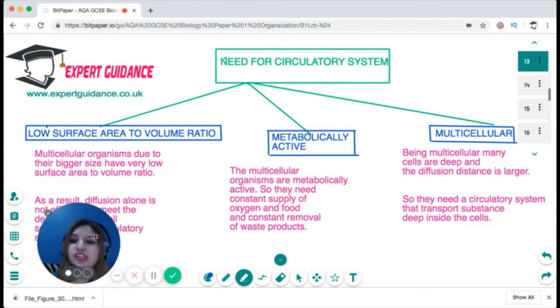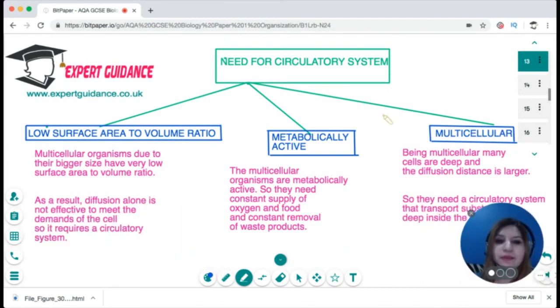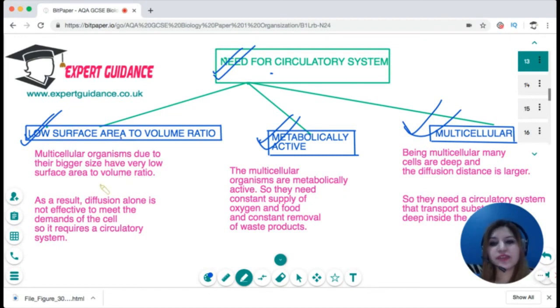Okay, so now we will talk about the heart, but before that we should know why we need a circulatory system. We need a circulatory system because we have low surface area to volume ratio, we are metabolically active, and we are multicellular. Now, low surface area to volume ratio because we have a bigger size. As the size increases, the surface area to volume ratio decreases. And at such a low surface area to volume ratio, diffusion alone is not effective to meet the growing need for the body. Therefore, we need a circulatory system.